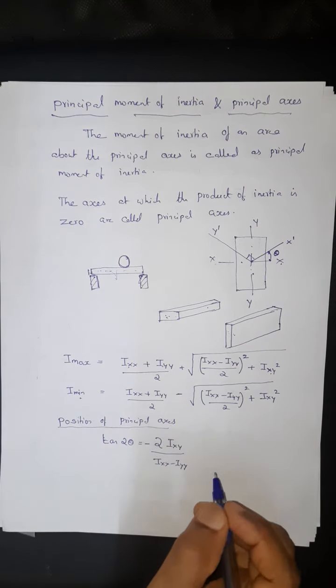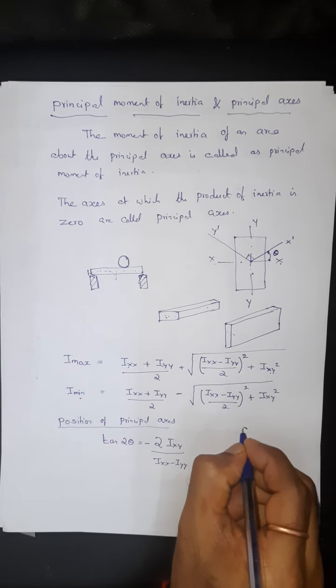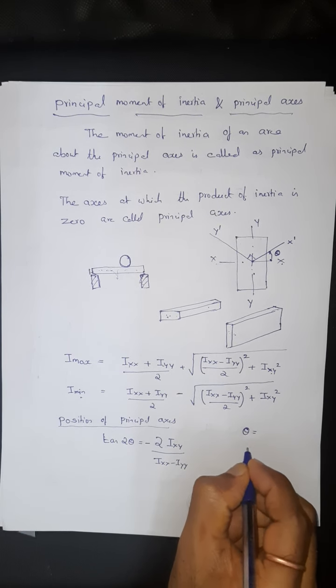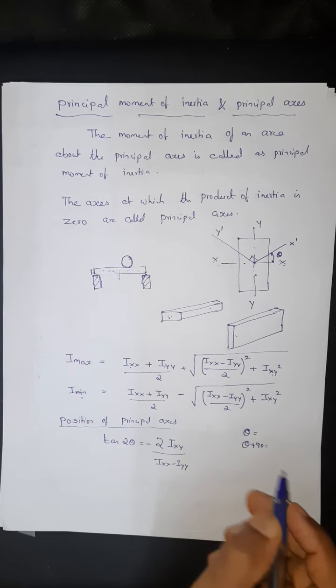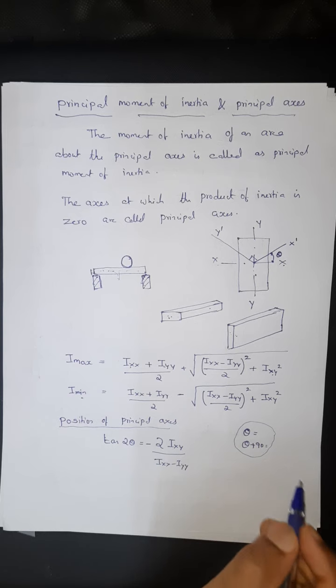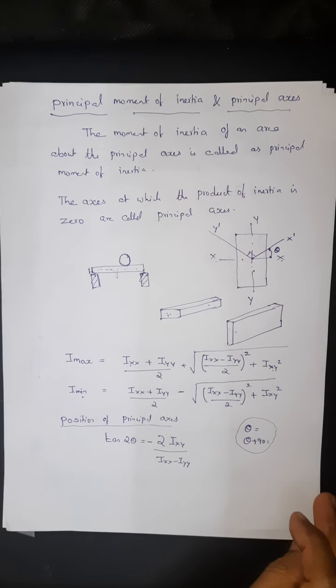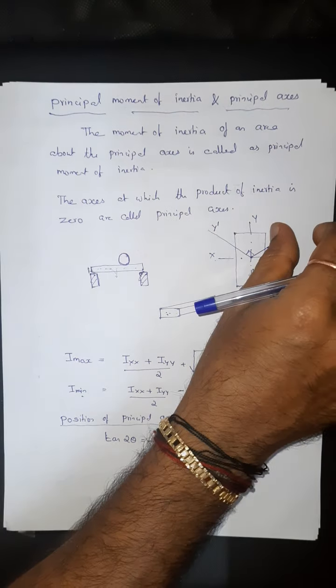So you will get two values. The first one is theta, some value you will get, and the next one is theta plus 90 degree, which will give another value. So at what angle the moment of inertia is maximum, you have to find that.